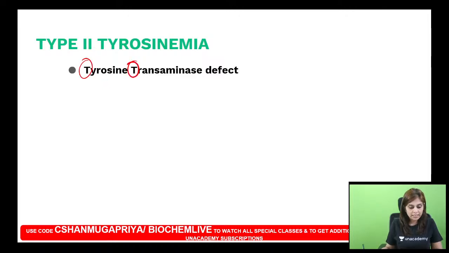Tyrosine transaminase, how many T? 2 T's. Yeah, just remember that. Type 2 tyrosinemia is caused by a defect of 2 T. What are the 2 T's? Tyrosine transaminase. The other two related to this is oculocutaneous syndrome.